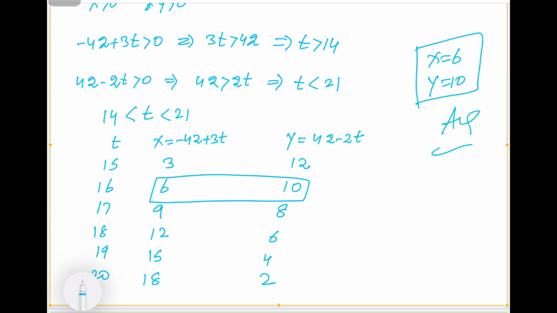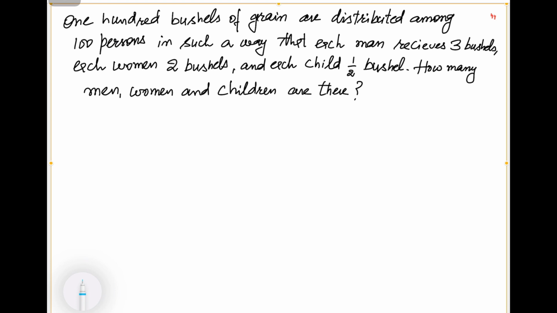Answer. 100 bushels of grain are distributed among 100 persons. Means we have x men, y women and z children, and given x plus y plus z is 100.